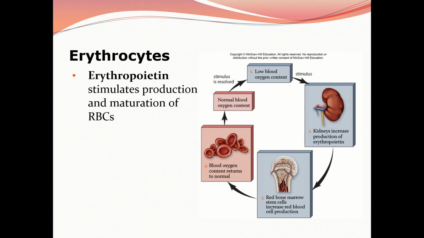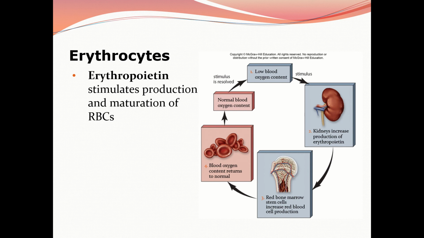In the illustration, we see that when there's low blood oxygen content, that is the stimulus for the kidneys to increase the production of erythropoietin. Then the red bone marrow stem cells will increase red blood cell production. Blood oxygen contents will return to normal, and the normal blood oxygen content is the resolution of the stimulus.